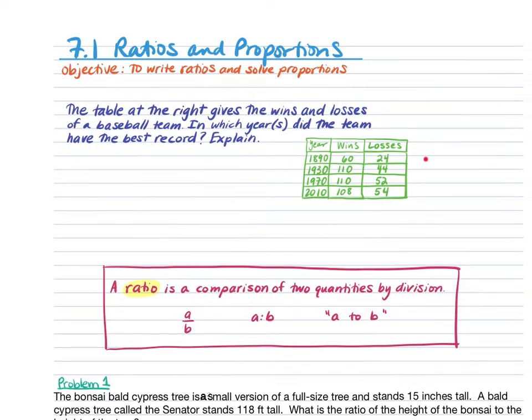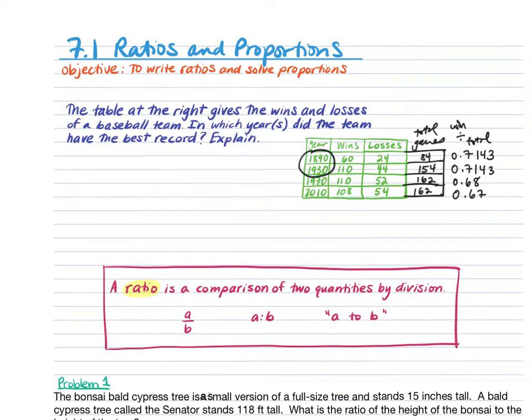Starting with this little warm-up activity, here is a table with the years, the wins and losses of a baseball team. In which year did the team have the best record? Explain. So press pause and see if you can figure out which year had the best record. And then check back and see if you got what I got.